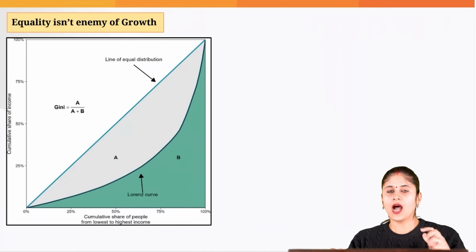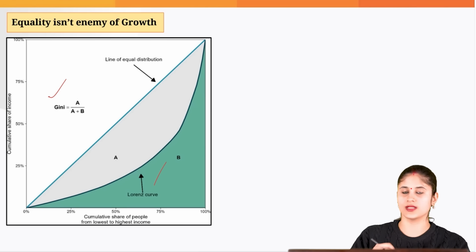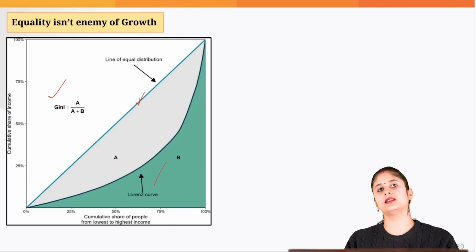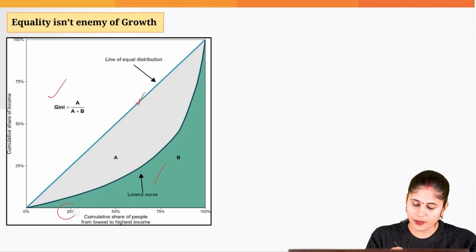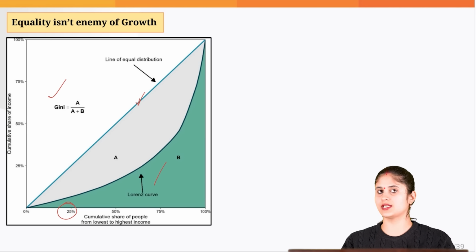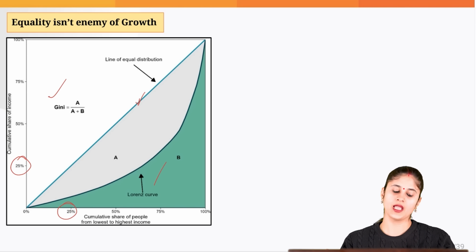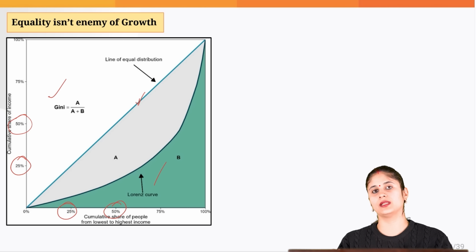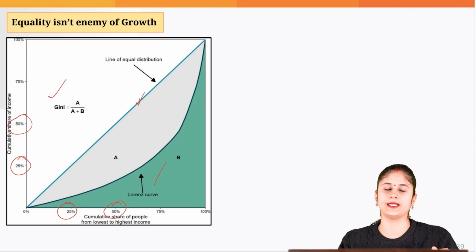Now, how do you actually calculate inequality? So we have the Gini coefficient and the Lorenz curve. Now, can you see this blue line? This is actually the line of perfect equality. What do I mean by line of perfect equality? This simply means that if the bottom 25% of a society is getting 25% of the national income, or the bottom 50% is getting 50% of the national income, in that scenario, we'll say that there is perfect equality when it comes to that particular society.